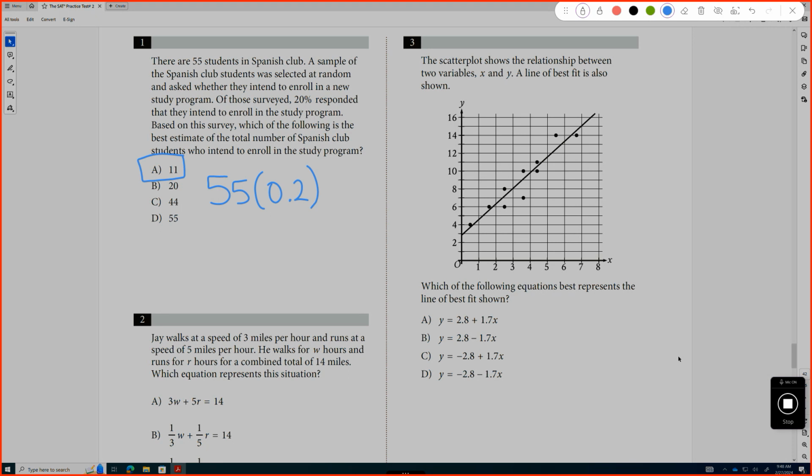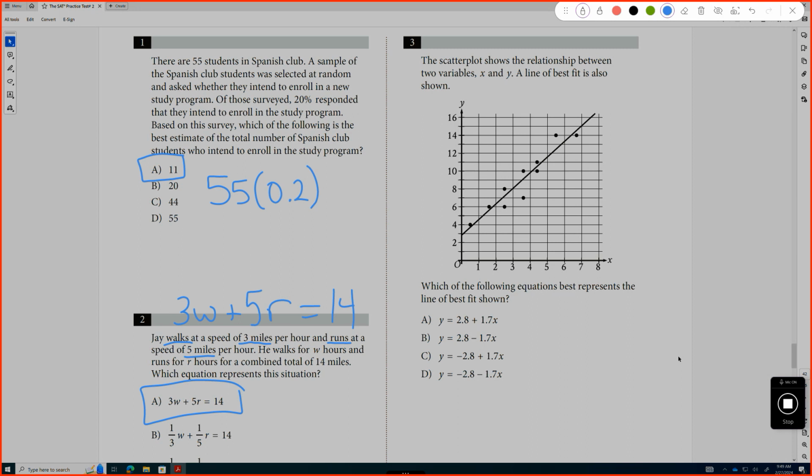Jay walks at a speed of 3 miles. So walking is 3 miles. So 3 for walking plus he's going to run at a speed of 5 miles. So 5 miles for the run. And he's going to be walking for W hours and run for R hours. We already have the W and the R. For a combined total, so equals 14 miles. That's all I did. I translated the English sentence into math, and look, the answer is A, exactly what it is. So these tests are easier than the EOC, so you should take advantage of them.